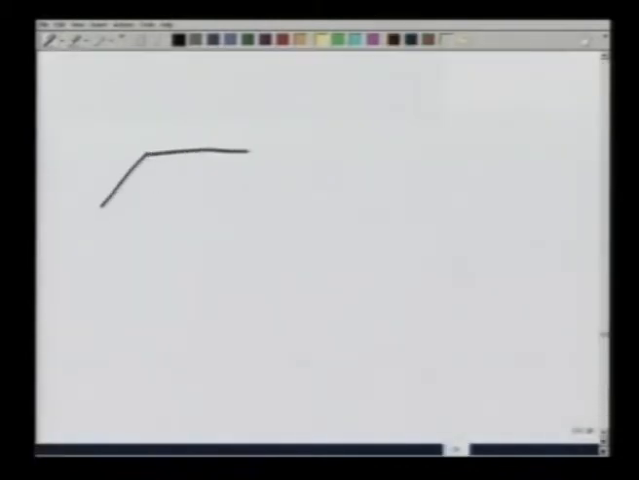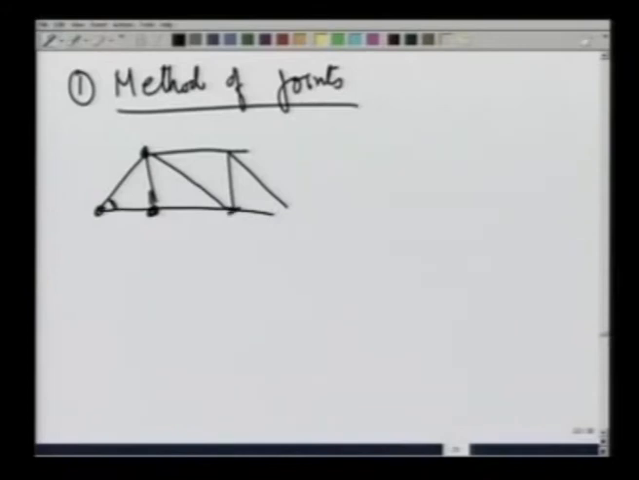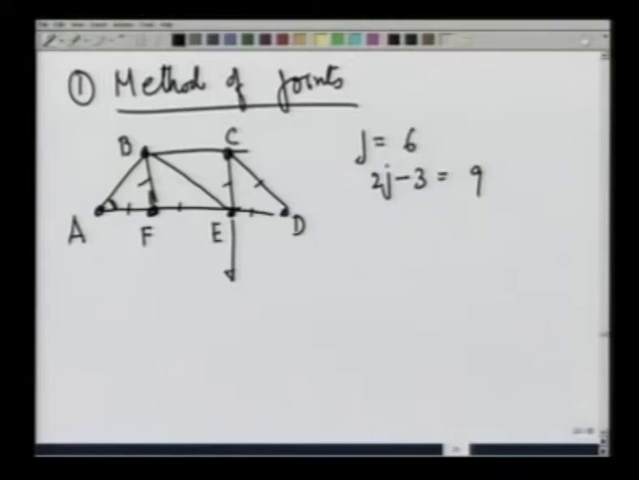So, I will take a simple truss like this, each angle being 45 degrees. These are the joints. You can see there are 6 joints. So, j equals 6, 2j minus 3 is 9, and there are 1, 2, 3, 4, 5, 6, 7, 8, 9 members. I am going to name this A, B, C, D, E and F and apply a load of 5000 newtons at E. I want to calculate the force in each member of this truss.